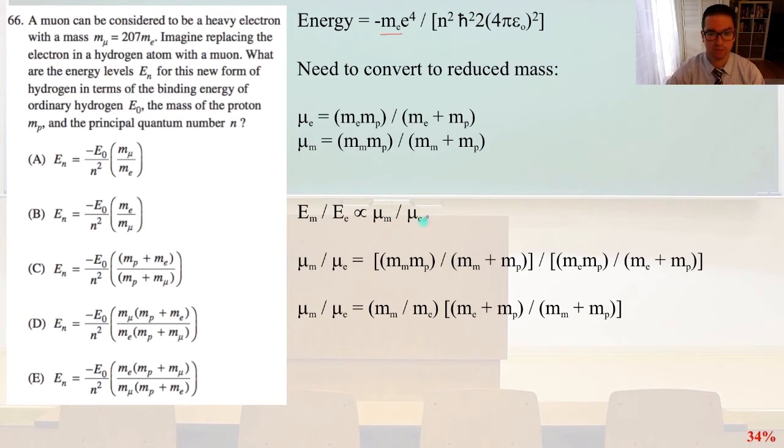So if we plug in our reduced mass of our muon system right here, m subscript m times m subscript p divided by m subscript m plus m subscript p, that divided by the reduced mass of the electron system, m subscript e times m subscript p, that quantity divided by m subscript e plus m subscript p. And if we do some algebra, we get our solution down here, which is answer D.